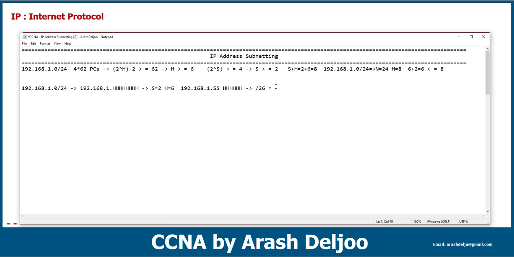This means if you want, you can write this value in decimal: 255.255.255.192. This is the subnet mask of our subnets. Okay, now let me design these networks.